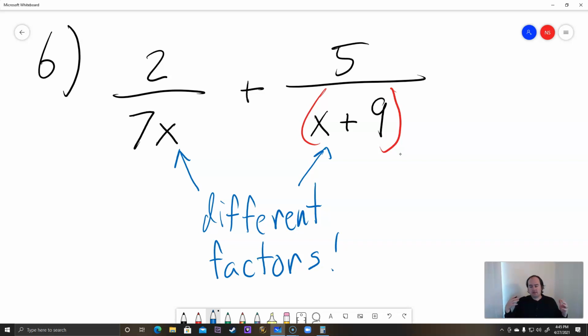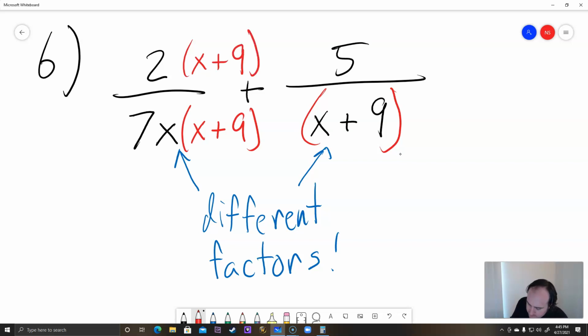So when I say what's missing, we need to multiply by what's missing. X and x plus 9 are considered two different things. So they don't have anything in common, which means we need to treat them as separate factors. So what are we missing in the first denominator then? Well, we have a 7, we have an x, but we're missing an x plus 9. So we're going to multiply the first fraction by x plus 9 on the top and the bottom.